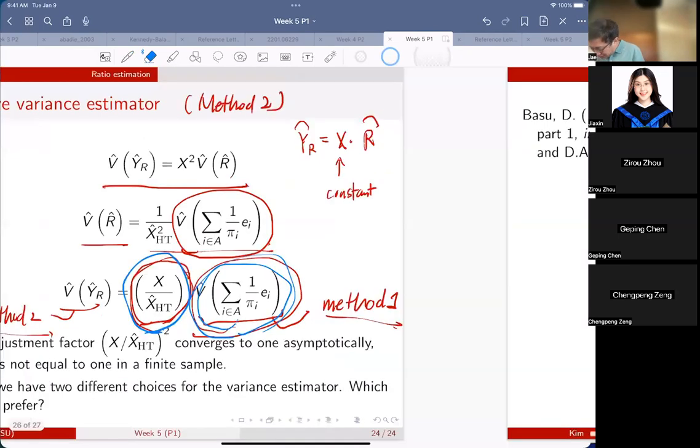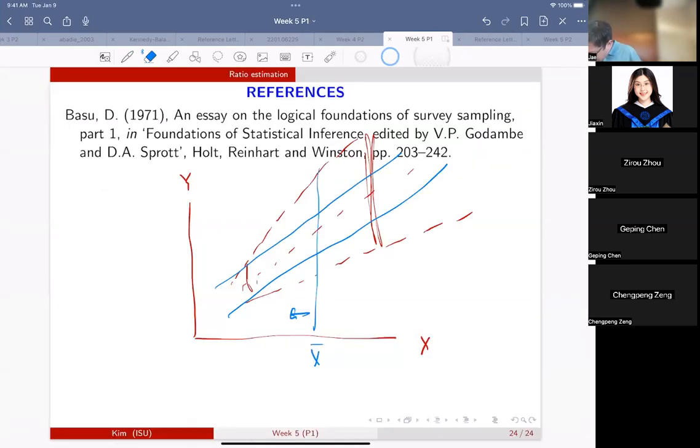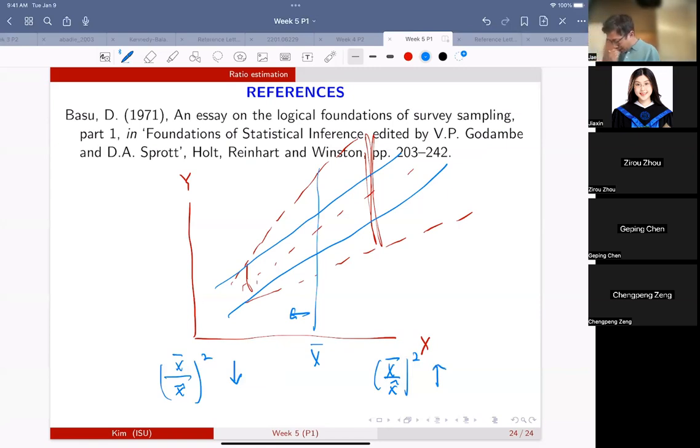So the idea is this: on the left side, this adjustment factor will be more likely to be small, and here the adjustment factor will be more likely to be large. I'm not sure, I kind of forget why this happened. Does anyone have an explanation?